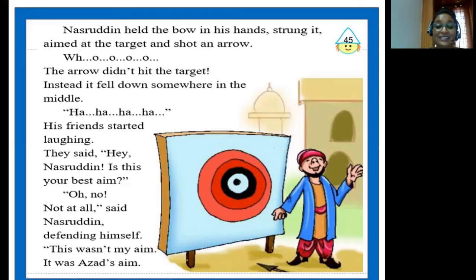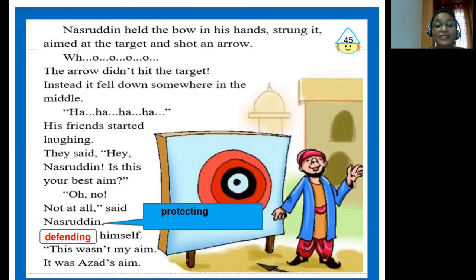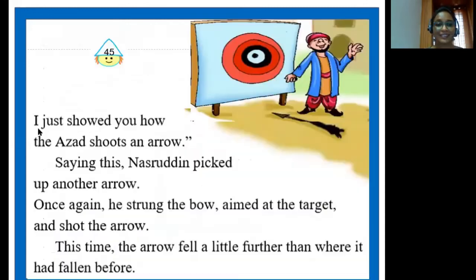So he says it wasn't his aim, it was Azad's aim, and he was showing how Azad would shoot an arrow. Okay, children, we have learned that the word defending means protecting from an attack. Okay, now look into the book, children. "I just showed you how Azad shoots an arrow."